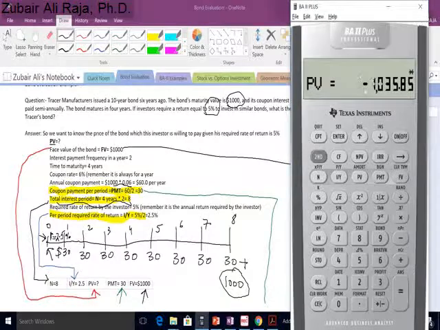And again, why is it negative? Because this second investor needs to invest $1,035 in this bond in order to get all these future cash flows: $30 for the next 8 periods, and $1,000 as the final lump sum payment at the end of the 8th period. I hope this example has further reinforced your concept of how to find the price of the bond. Thank you.